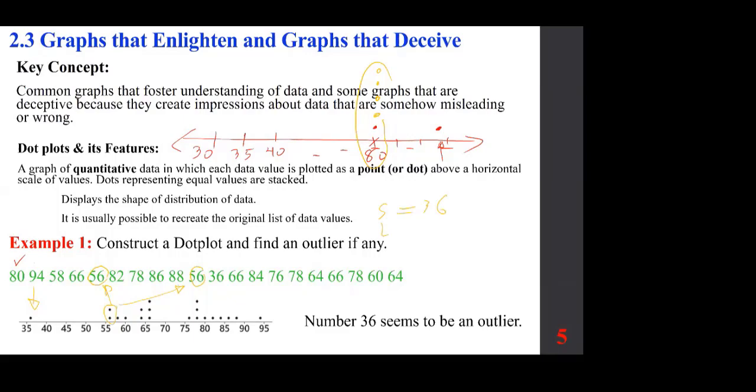And what was the largest number? 90, is that 94? Yeah, 94. So we want to cover all of those. So make up your own scale. Okay, just making sure, thank you.